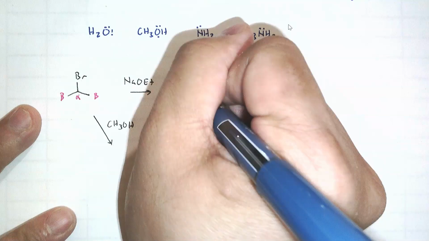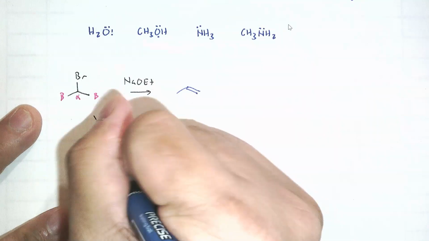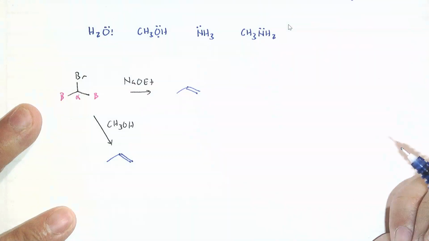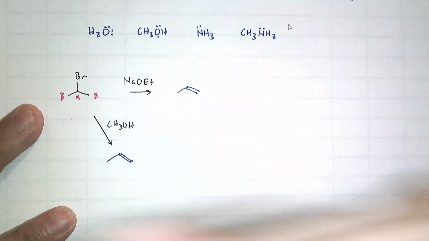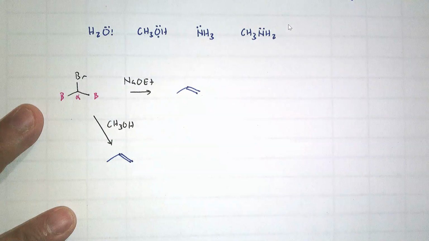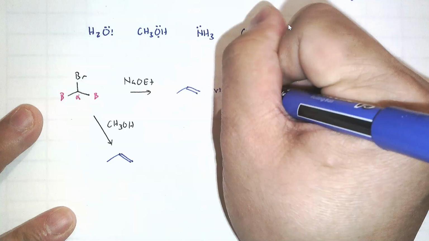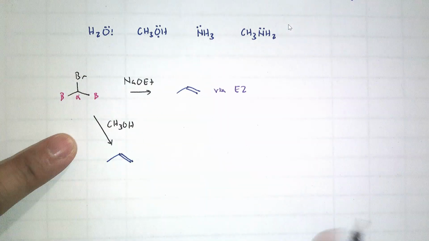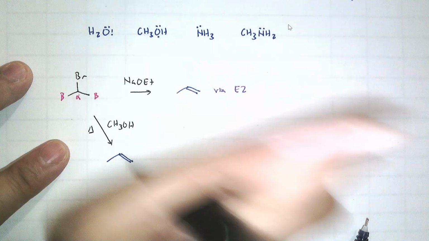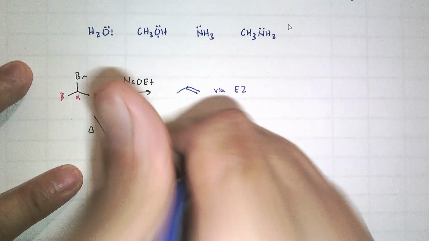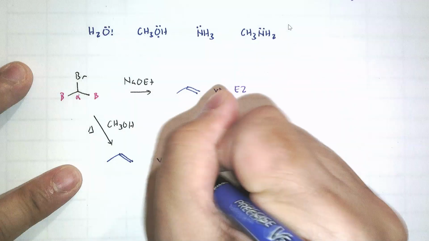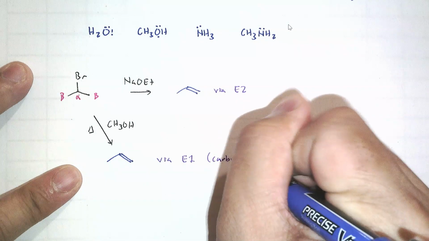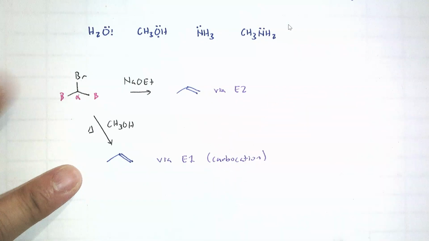So what's the point? The point is, you may be asked on an exam, draw the mechanism. If you're given this reaction, you have to draw an E2 mechanism. This goes via E2. And if you're given methanol, and I'll put heat, you're going via an E1 mechanism. And don't forget E1, you go through the carbocation.